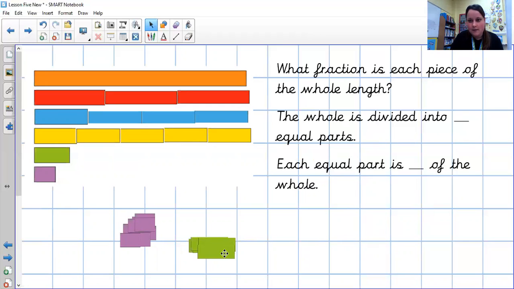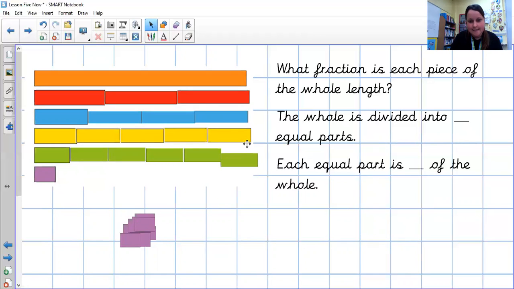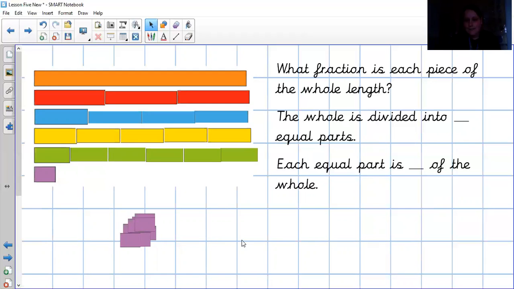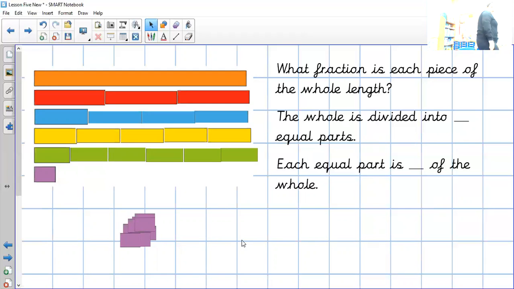Let's have a look at the green blocks. So our whole, this time, our orange bar, has been divided into, how many equal parts do you think? Let's have a look. 1, 2, 3, 4, 5, 6. So this time our whole is divided into 6 equal parts, and each equal part is 1/6 of the whole.